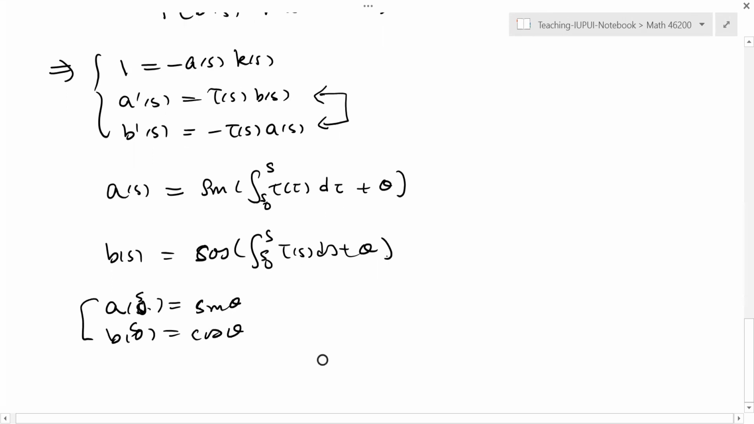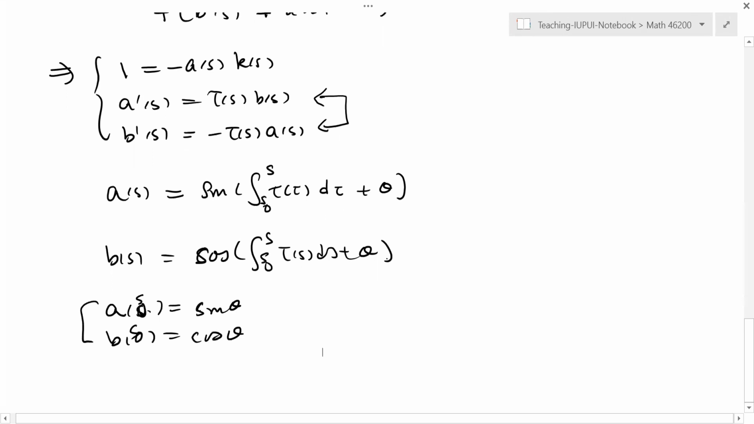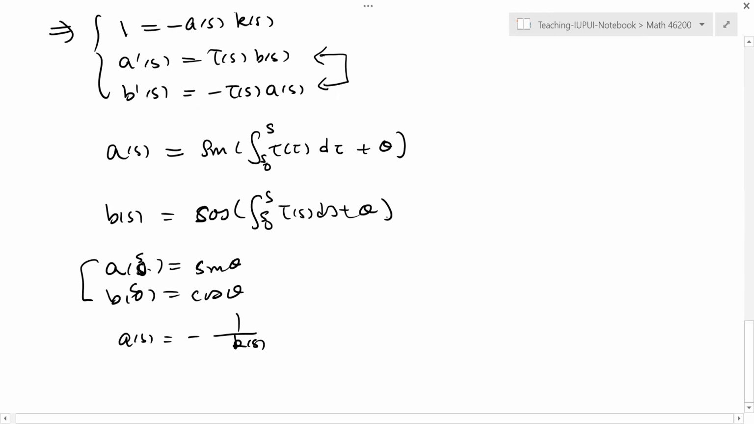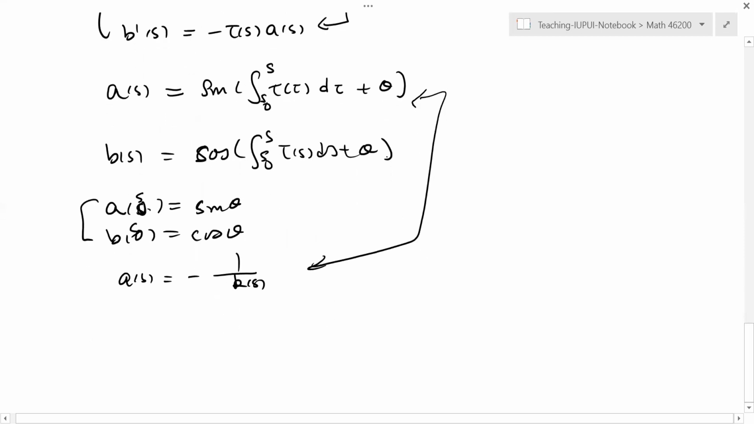That's just from the ODE. Now you can solve it. So we get very nice, and also a(s) is not arbitrary. On the other hand, a(s) must be equal to negative 1 over kappa. So tau and kappa are related, right? From these three equations, tau and kappa are related.